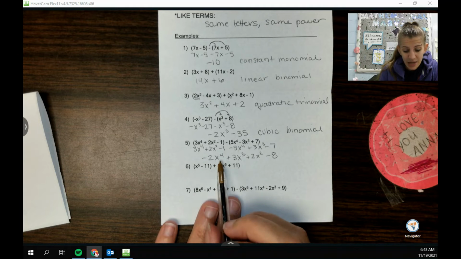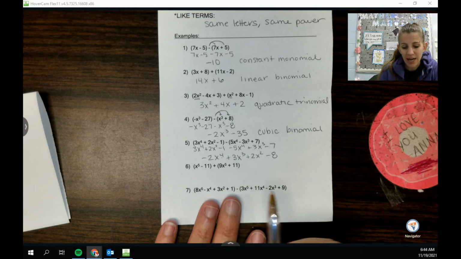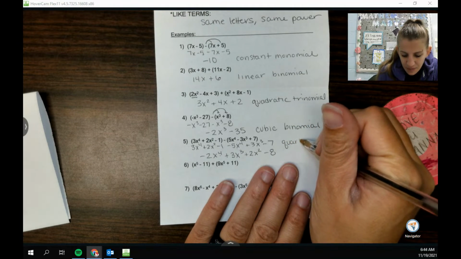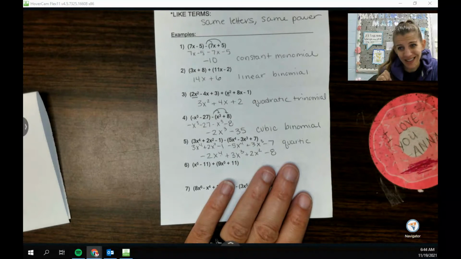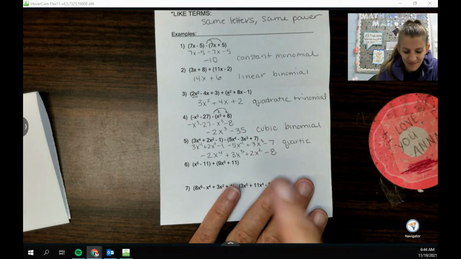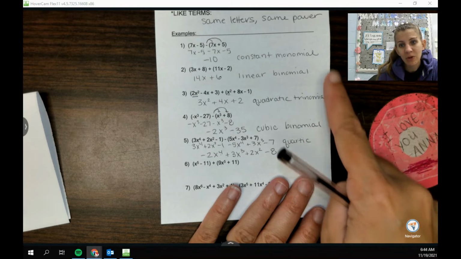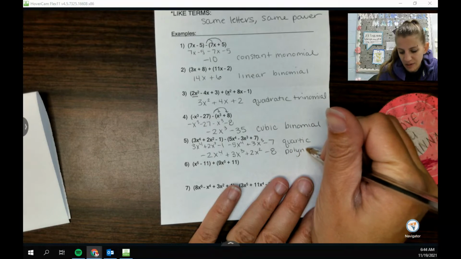Now this one has a new power that we have to talk about here. It's not cubic or quadratic. To the fourth power is quartic, like quarters maybe, 4 quarters in a dollar. And then once I get to 4 terms, unfortunately we don't have any more cute names for our nomials. They're just going to be plain old polynomials.